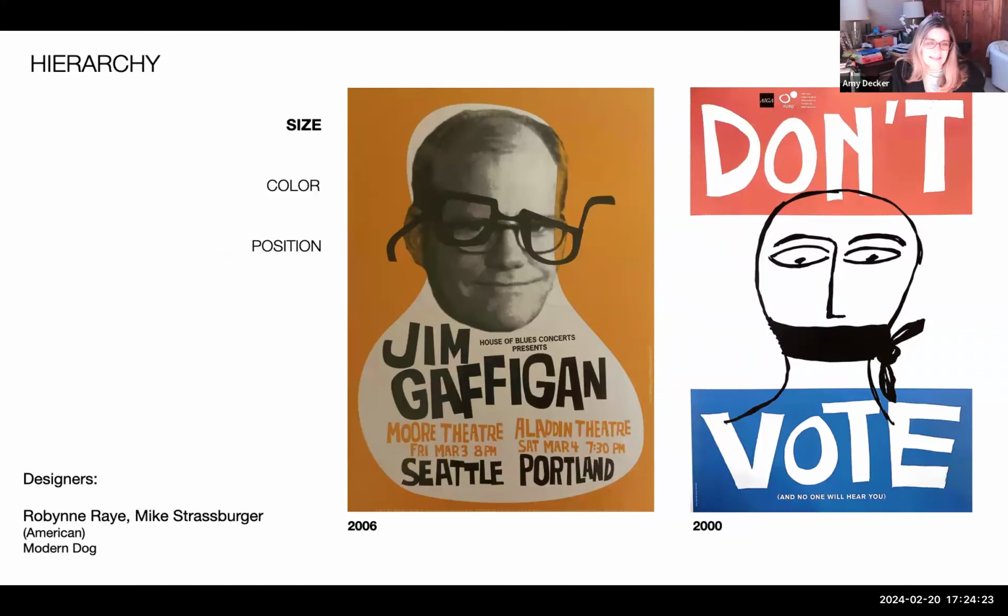Start with size. People will pay attention to the biggest elements of a composition first, since it signals importance. So here you can see examples of big heads. So we're looking at size, and these 2 posters are similar in their hierarchy because they're both having these big heads.